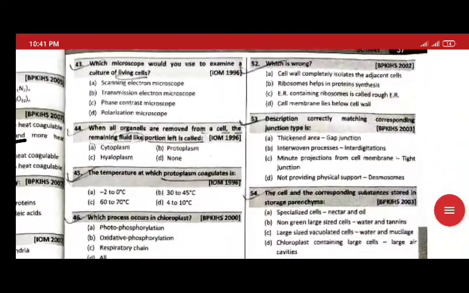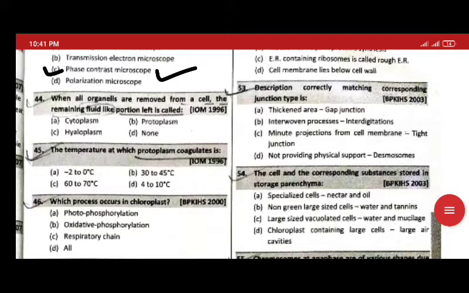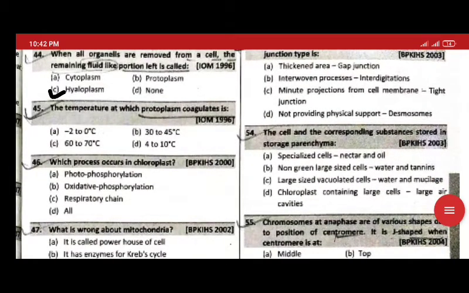Now here is 43. Which microscope would you use to examine a culture of living cells? For living cells, we should use phase contrast. Now see the answer. 44, when all organelles are removed from a cell, the remaining fluid is called what? Hyaloplasm. So C is correct, hyaloplasm, or cytosol we can say. The temperature of protoplasm is 60 degrees, so B, C is the right option.